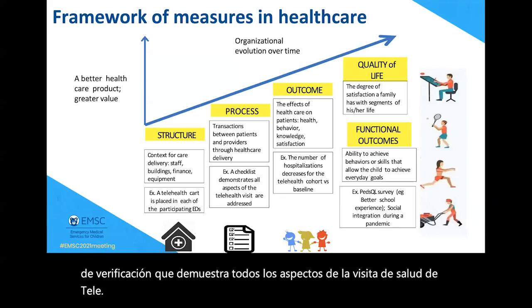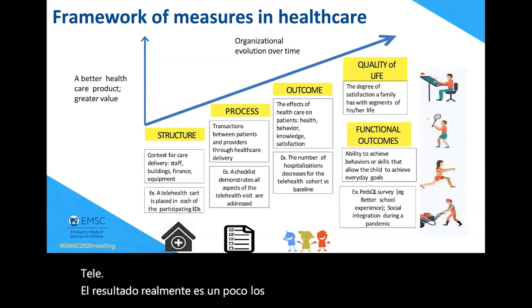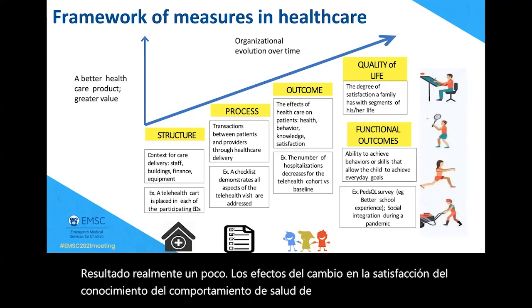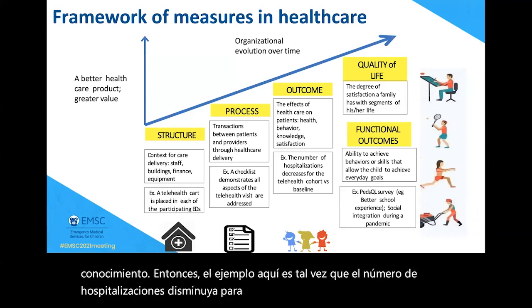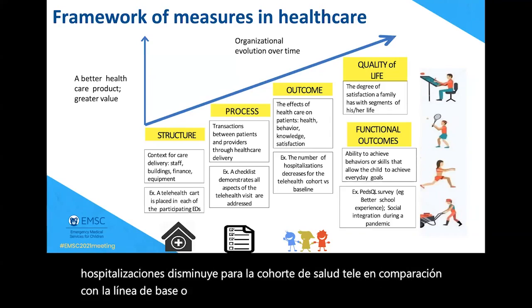Outcome is really the effects of the change on the patient's health, behavior, knowledge, and satisfaction. So the example here being, perhaps the number of hospitalizations decreases for the telehealth cohort versus the baseline, or that sample size that you didn't use your telehealth intervention with.